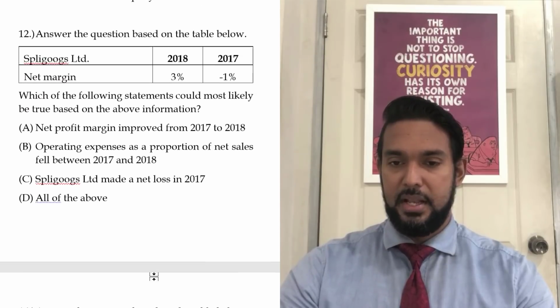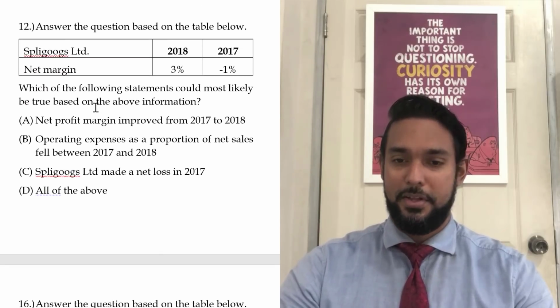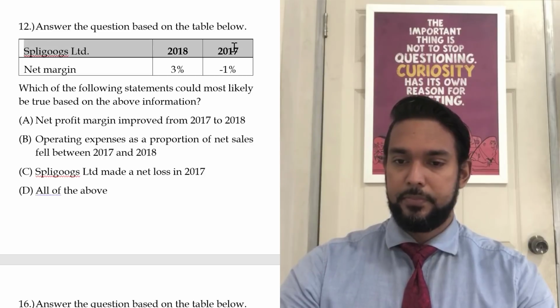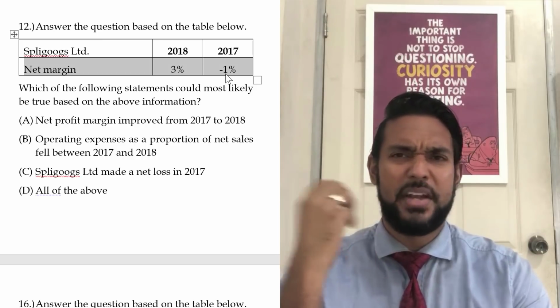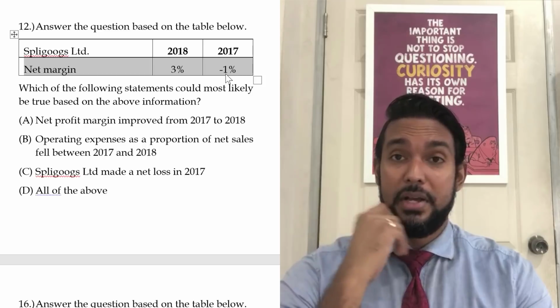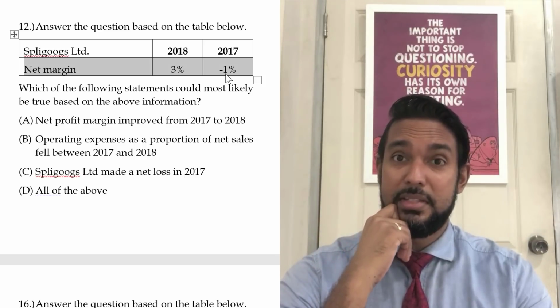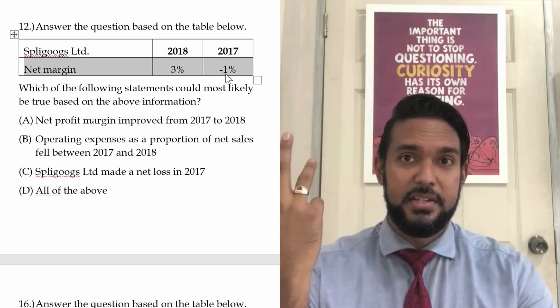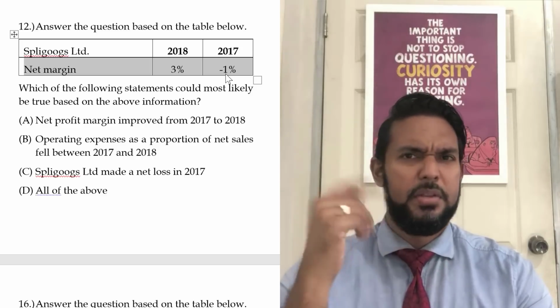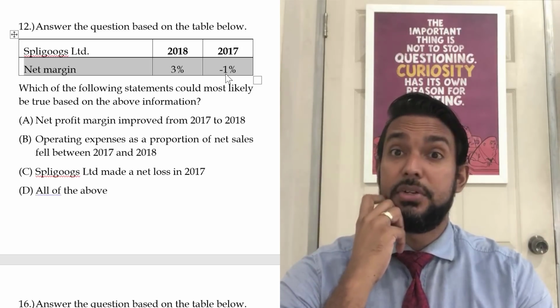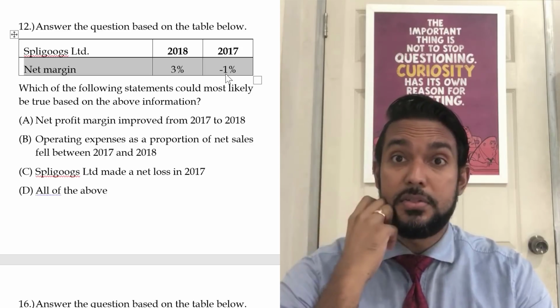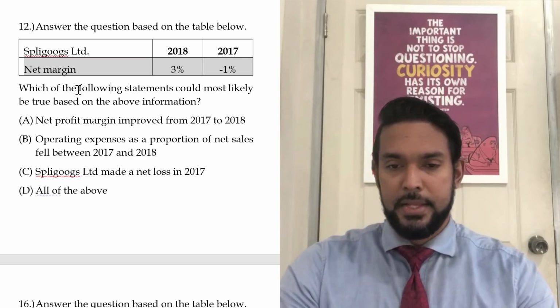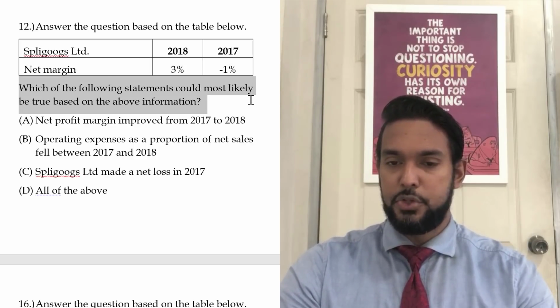Let's scroll down to number 12. So Spligoogs Limited, 2018, there's a net margin, 3% and minus 1%. What is minus 1%? How can we have a minus 1%? Well, that would require a negative figure being divided by net sales. Of course, net sales will have to be positive. And what do we divide by net sales to get net margin? Net profit. Can net profit be negative? Well, if it's a loss.